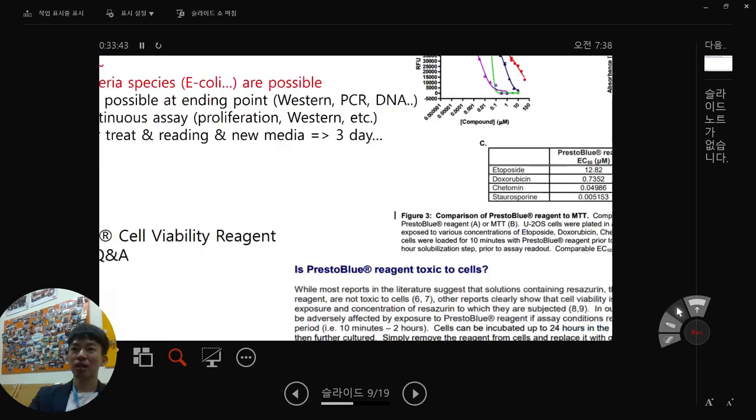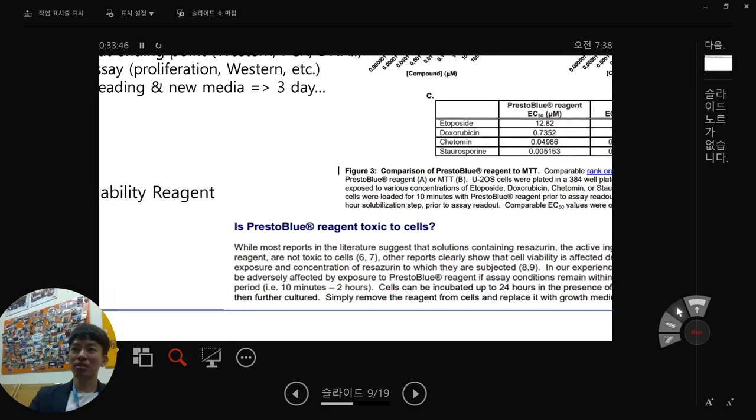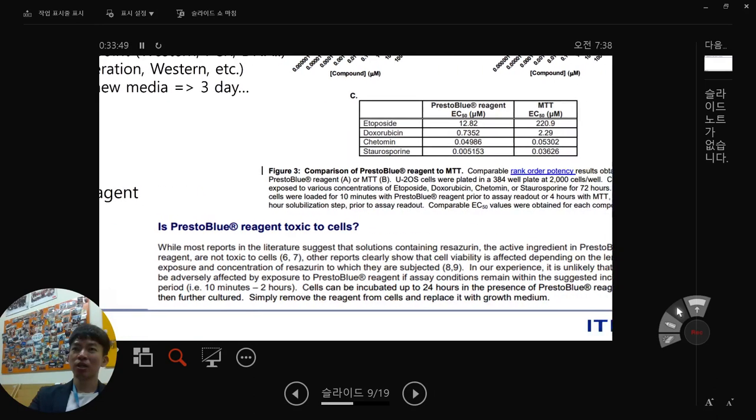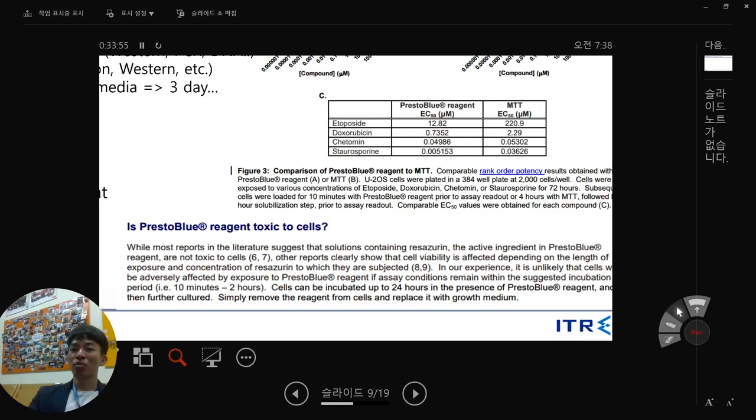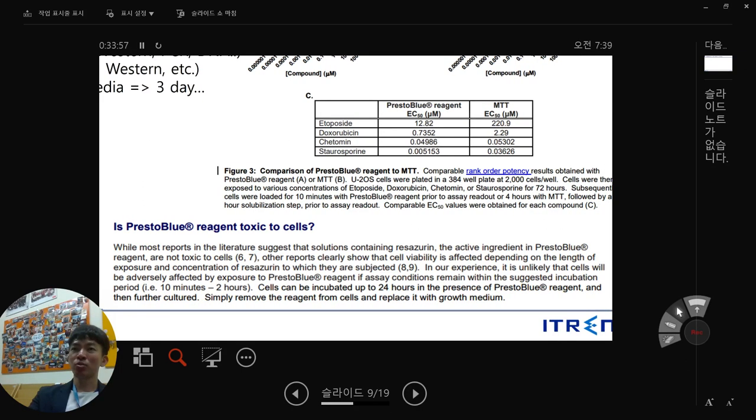Okay? So this is the Q&A from Presto Blue: is the Presto Blue reagent toxic to cells? Solutions containing resazurin, the active ingredient in Presto Blue, are not toxic to cells. Other reports clearly show that cell viability is affected depending on the length of exposure and concentration to which they are subjected. In our experience, it is unlikely that cells will be adversely affected by exposure to Presto Blue reagent if assay conditions remain within the incubation time, 10 to 22 hours. Unlikely, which means it's safe.